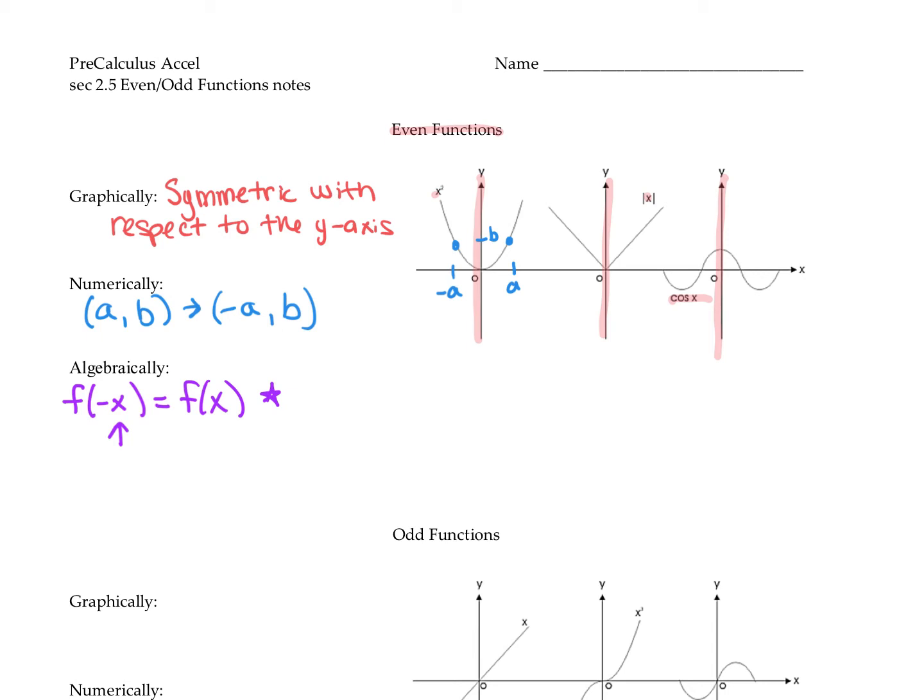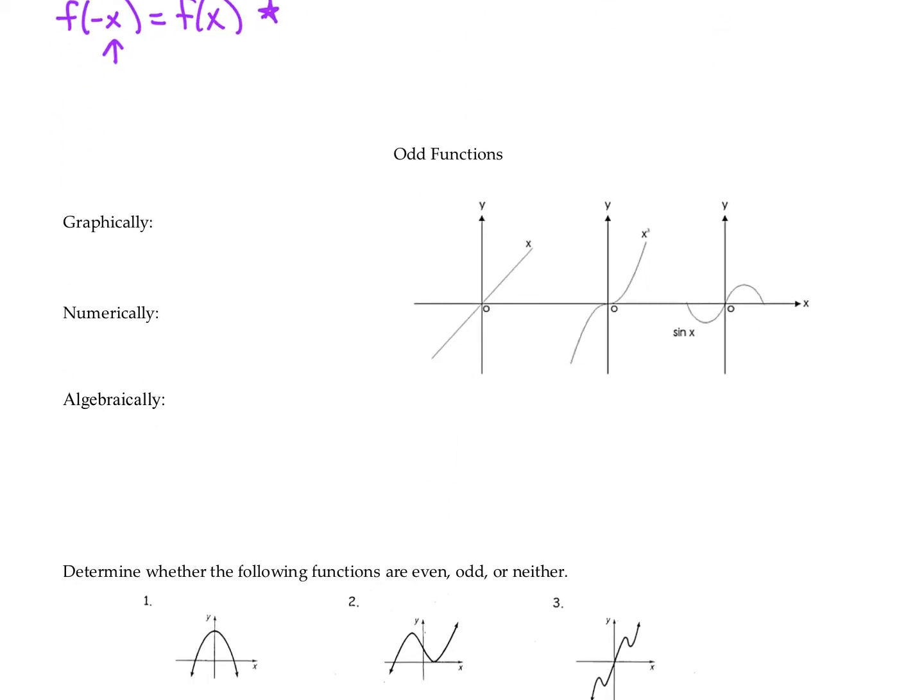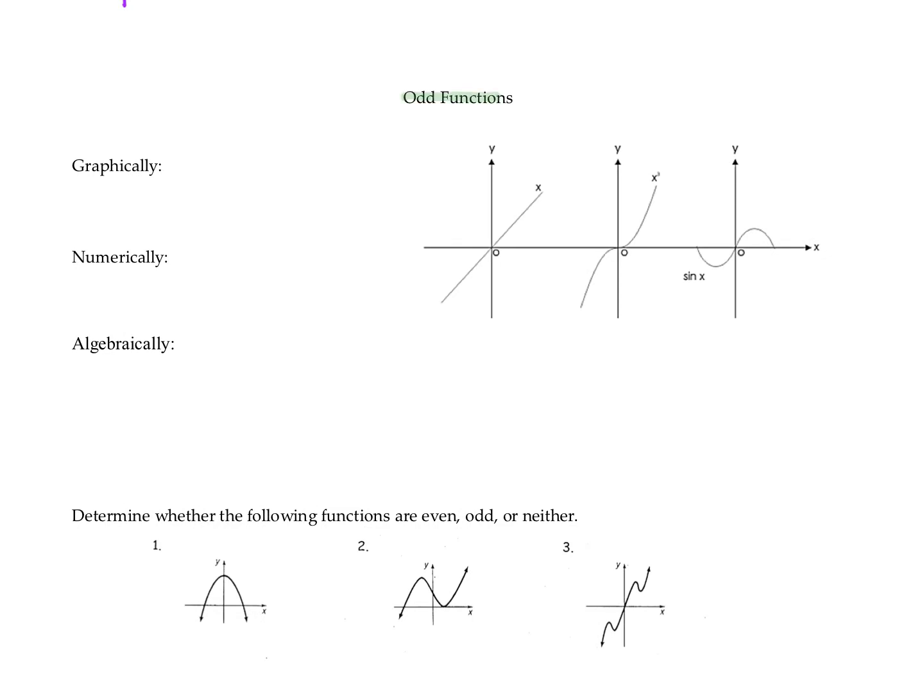If something is an odd function, such as a linear function, a cubic function, a sine function, graphically, what this means is that it is actually symmetric with the origin.